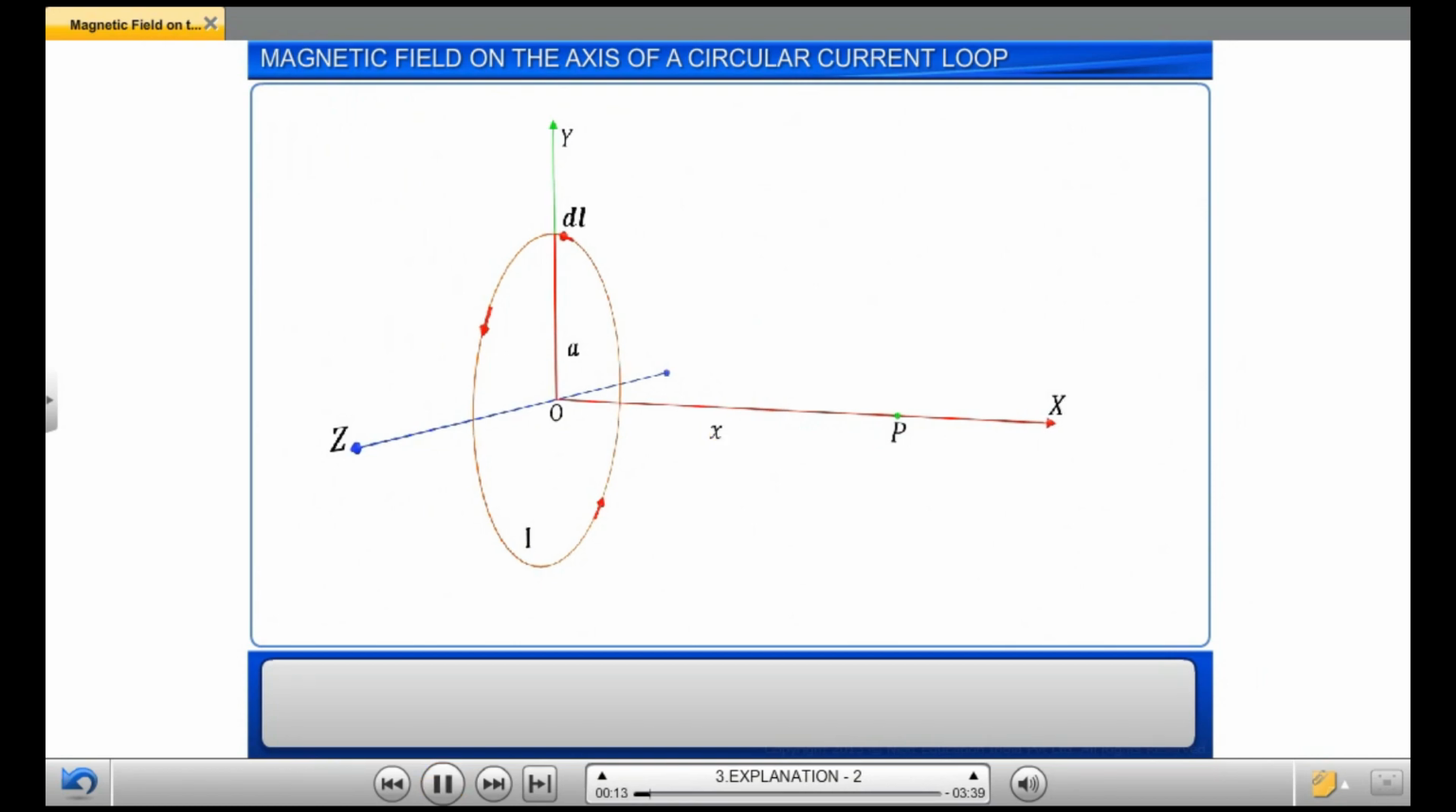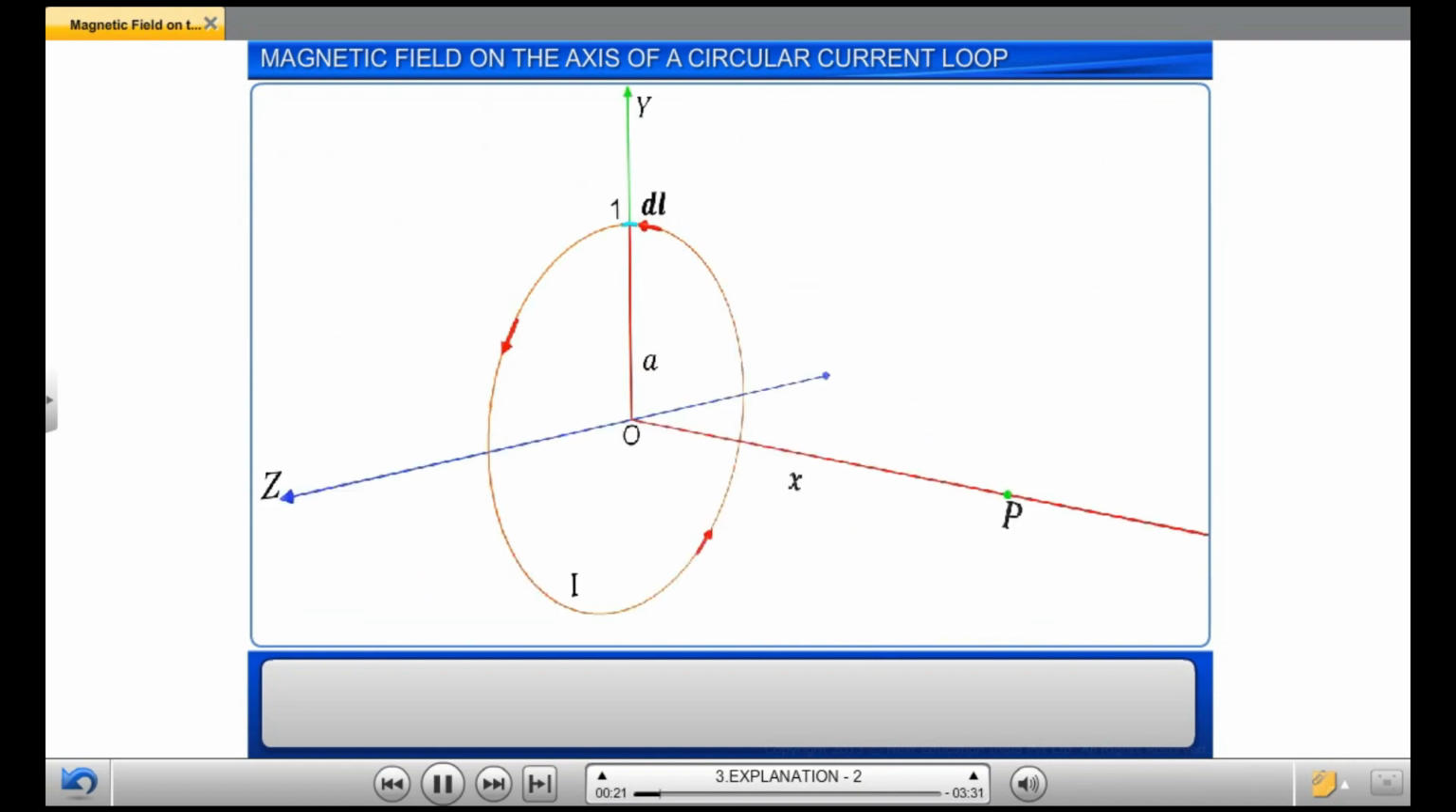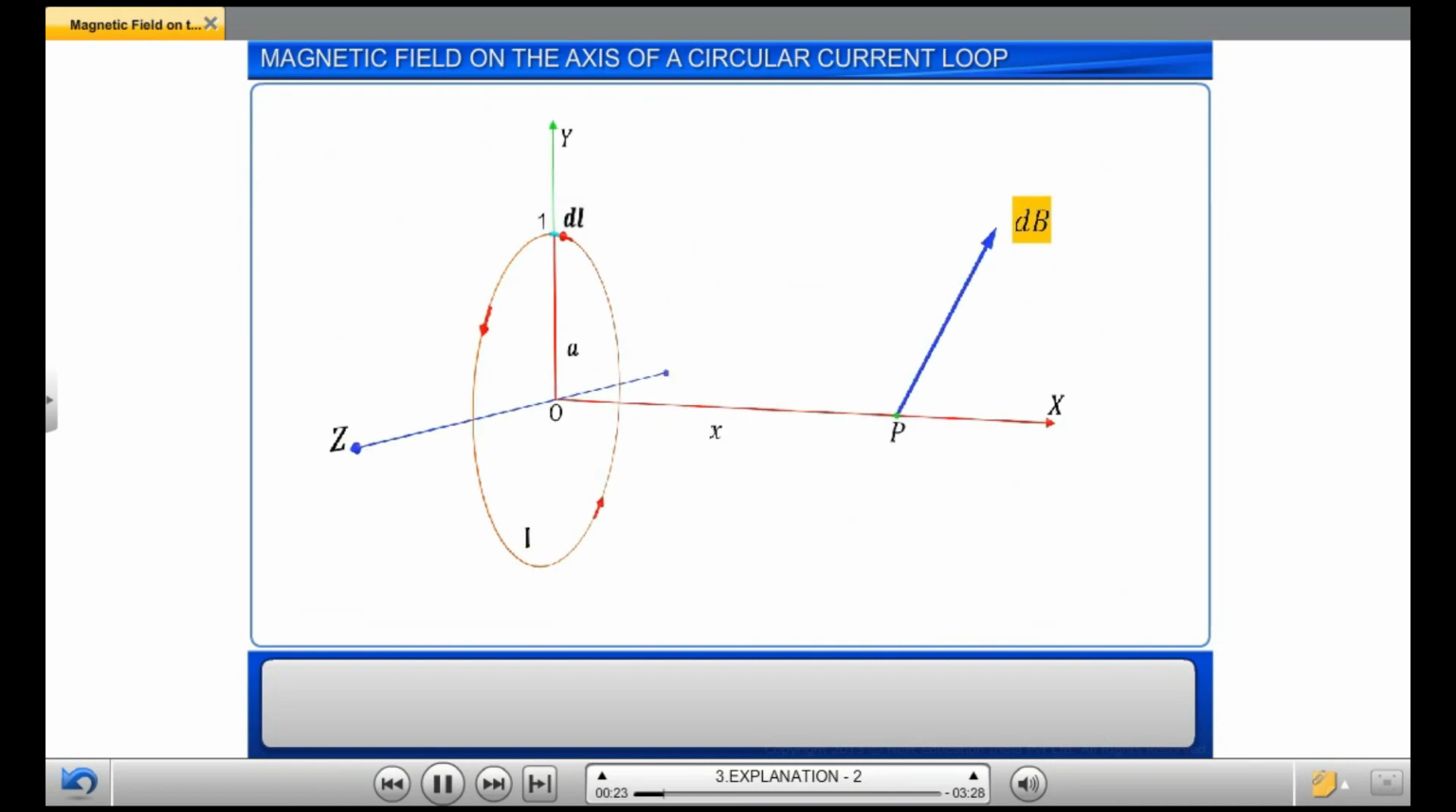Let dl be the small element of the circular loop located at position 1 as shown, and dB be the magnetic field induction at the point P due to the current I passing through the small element of the loop. Let r cap be the vector joining the point P on the axis of the circular loop and the small element dl, and r be the distance between the small element dl and the point P.